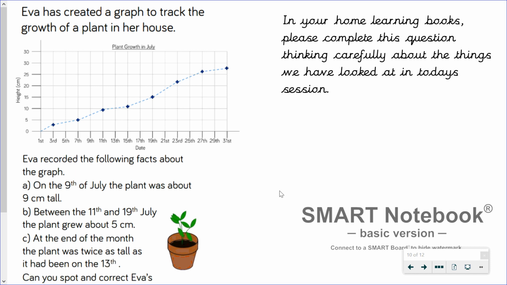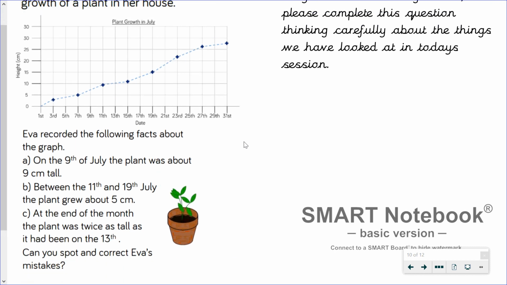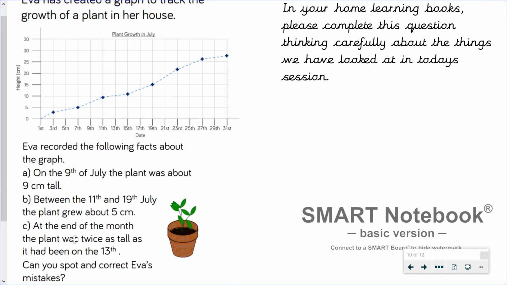So I want you to complete this in your home learning books, thinking about what we talked about. So Eva thinks these 3 things. She's recorded the following facts. So A, on the 9th of July, the plant was about 9 centimeters tall. So you've been given a date. I'd use your perpendicular method to see if it hits 9 centimeters.